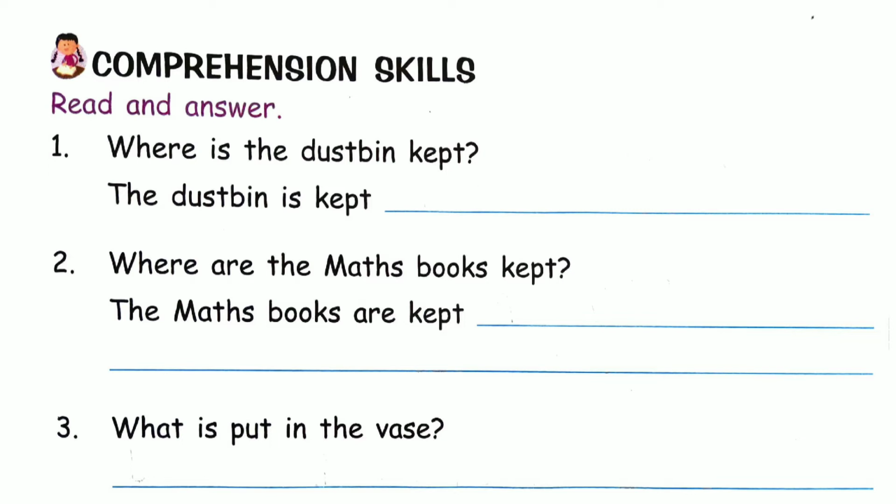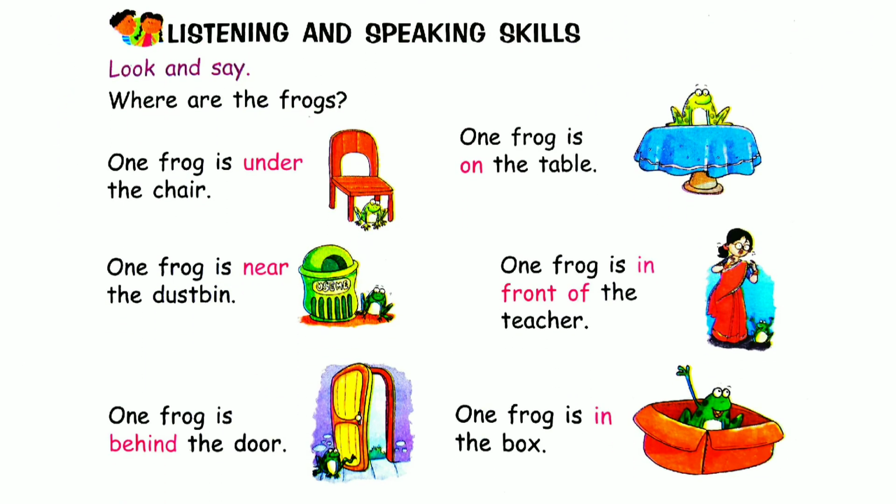Second question is, where are the Max books kept? Third question is, what is put in the vase? Now let us discuss about listening and speaking skills.